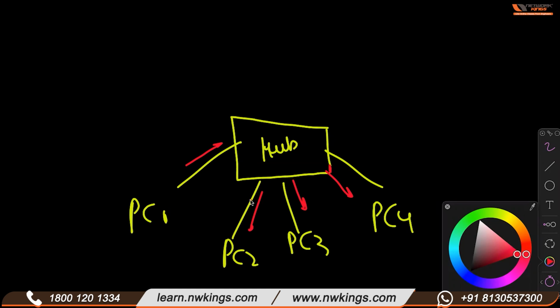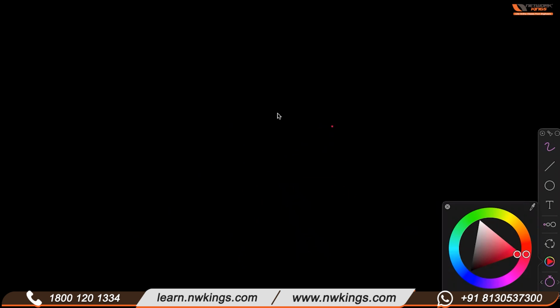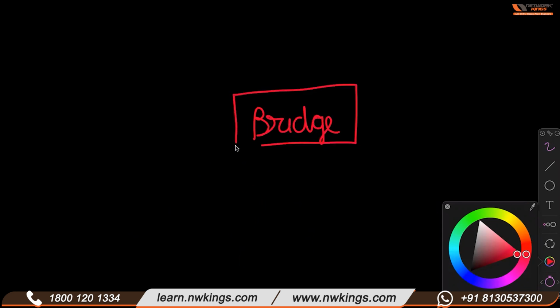Data collision. Collisions, obviously, because if PC2 does not know that PC1 is sending a message, maybe it would try to craft a message for PC3, and what happens? When they both go to the hub, they're going to collide, and again, data loss, data corruption, right? So this is what used to happen. But then after that, a new device got introduced, the bridge, right?